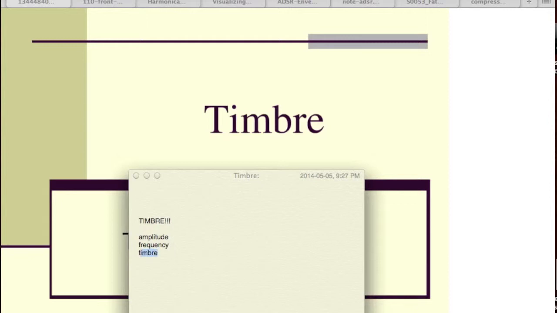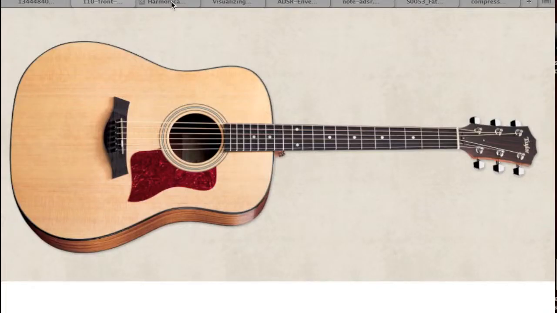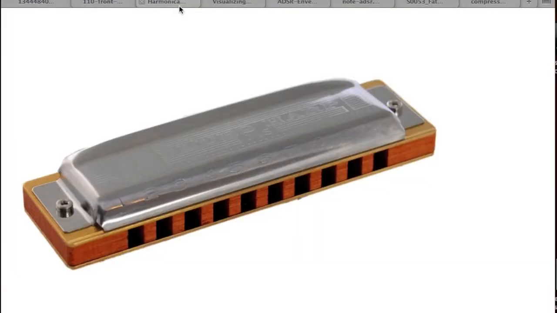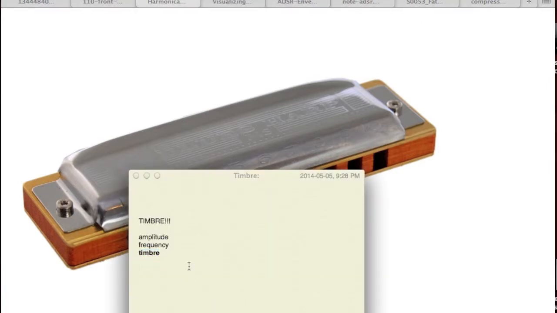It's the reason that a guitar and a harmonica sound different, even though they might be playing the same pitch. There are two main components to our experience of timbre. The first is what you could call the spectral envelope, and that has to do with fundamental frequency and overtones.